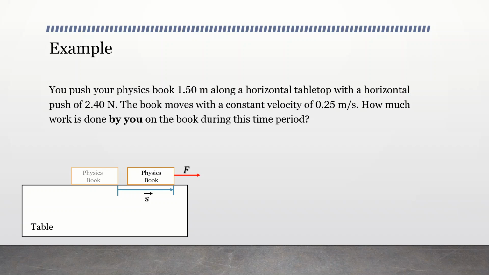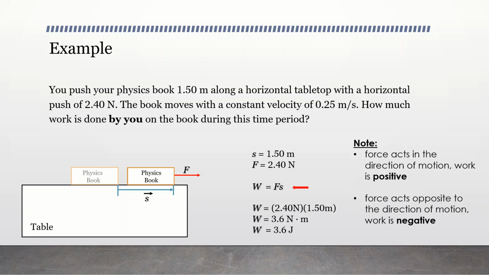Because of this, we can use the formula in the previous slide. Before we do this, let's just write down what we know. We know that the displacement is 1.50 meters and the force is 2.40 newtons. Now let's use the formula for work from the previous slide. We plug in the values that were given into the formula and we get 3.6 newton meters or 3.6 joules.